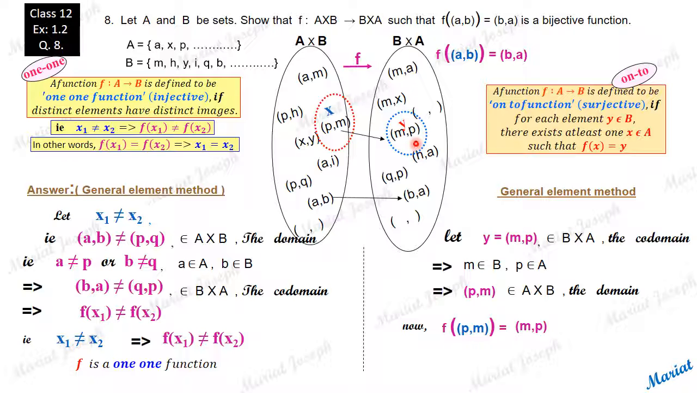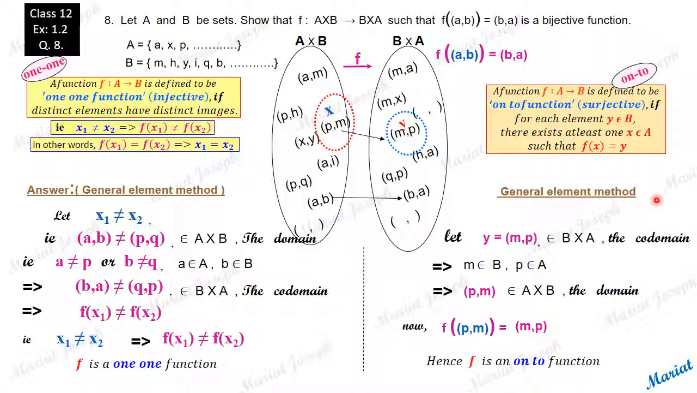Corresponding to a y that we took in the codomain, y is a representation. For that y, the MP pair, we could find a pair PM in the domain, that's the second stage, such that the image of PM is this MP itself. Image of this x is this y itself. That's what we wanted to have. Hence, this given function follows the definition of onto. So we conclude that this function is an onto function.